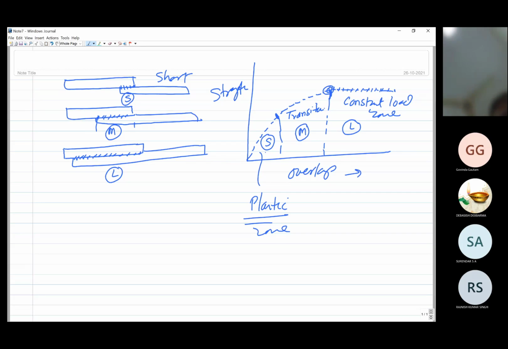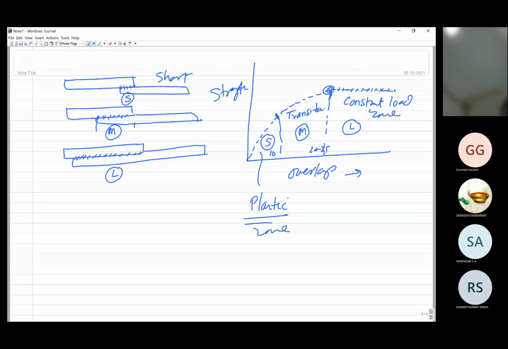Maybe in a typical sheet of 1 inch width, if you go with the overlap length of 10 mm, 15 mm, 20 mm, 25 mm, then you may find, say, this may be 10 mm, then this may go 20 to 25 mm. Thereafter, you may reach the constancy stage. So initially, an increase in overlap length increases the strength, and then it becomes constant.